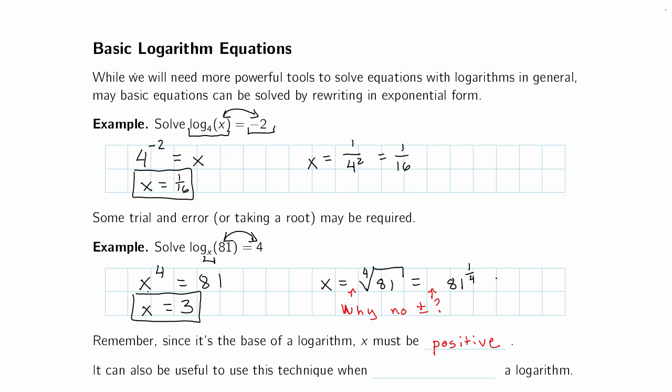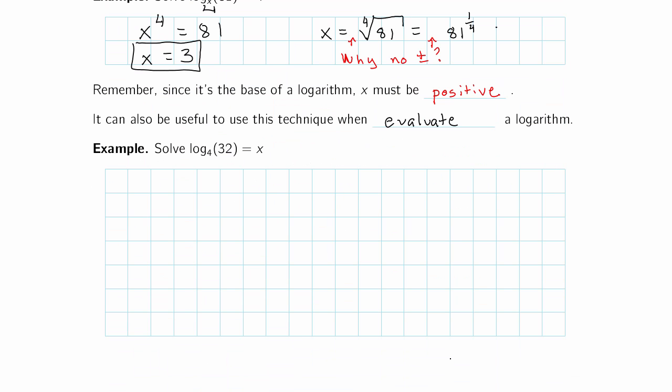We can also use this strategy of rewriting in exponential form when we want to evaluate a logarithm. That is, when we want to work out what an actual log is. So if we want to work out what is the log base 4 of 32, well, we can write it as the log base 4 of 32 equals x, and then rewrite in exponential form, 4 to the x equals 32. The exponent and the argument trading places.